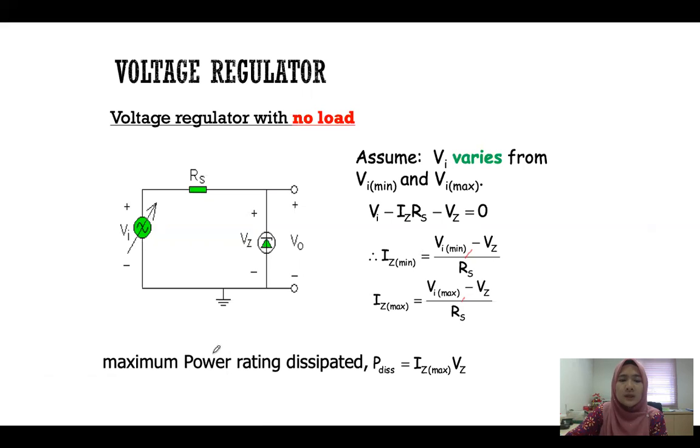And you can also calculate for the power. The power dissipated is P equals I multiplied with V, so P equals IV, same as this one.